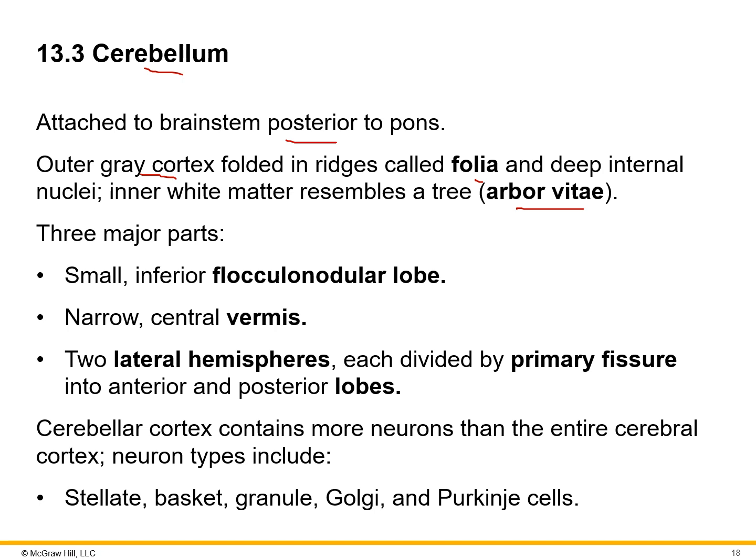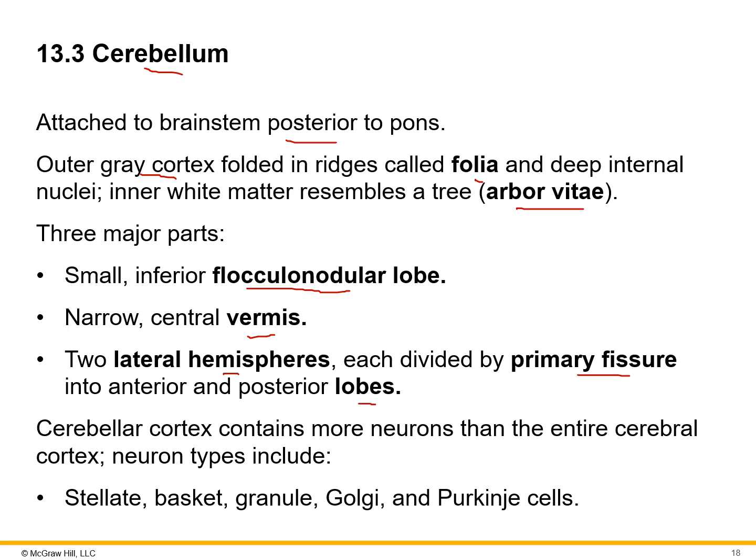The 3 main parts of the cerebellum are the flocculonodular lobe, rolls off the tongue there. And then we also have the central vermis, and then 2 lateral hemispheres that are divided by what's called the primary fissure, which is like a gap or an invagination, and then an anterior and posterior lobe. So we'll see a picture coming up.